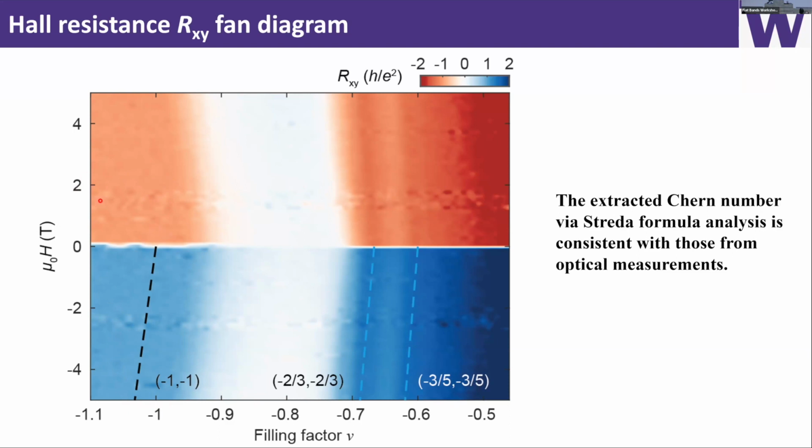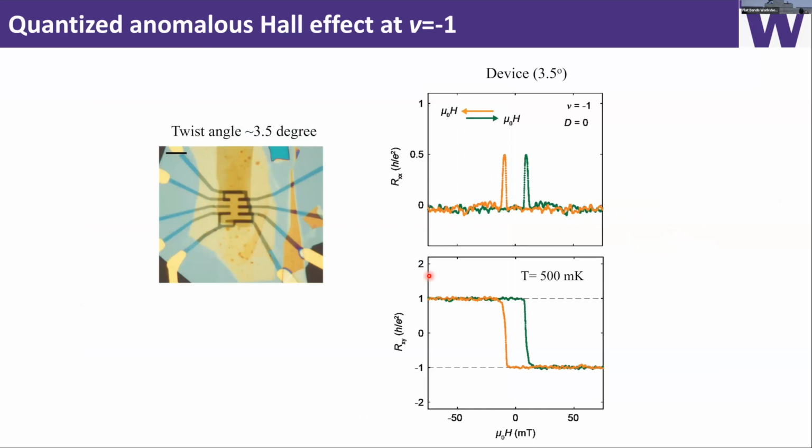You can also see that by switching the sign of the magnetic field, the Chern state also switches sign. So this tells us the state really comes from magnetism, not from the quantum Hall effect. This fan diagram is consistent with the Chern number from the optical measurements. So this is just a simple confirmation that the optical measurement and the transport measurement are consistent with each other. Then next we look at the individual filling factors.